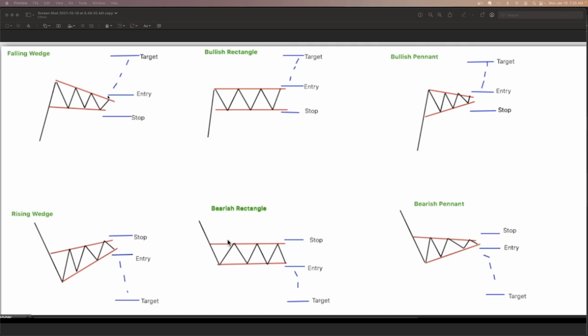So entry is going to be the break of that pattern, and your target's going to be up here based off of your previous charting and resistance from the previous day or hour or whatever you determine to be your target.